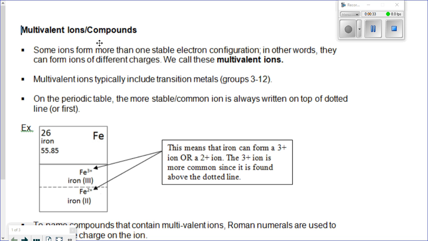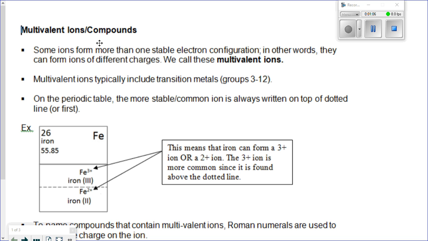At the top there it says multivalent ions and compounds. There's kind of a new word in there. We know what ions and compounds are, but the word multivalent we're going to learn. Some ions form more than one stable electron configuration. In other words, they can form ions of different charges. We call these multivalent ions, meaning they can have multiple valence configurations, multi meaning many or multiple.